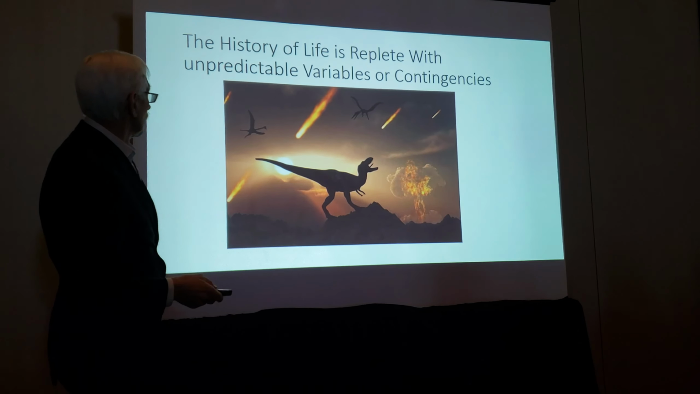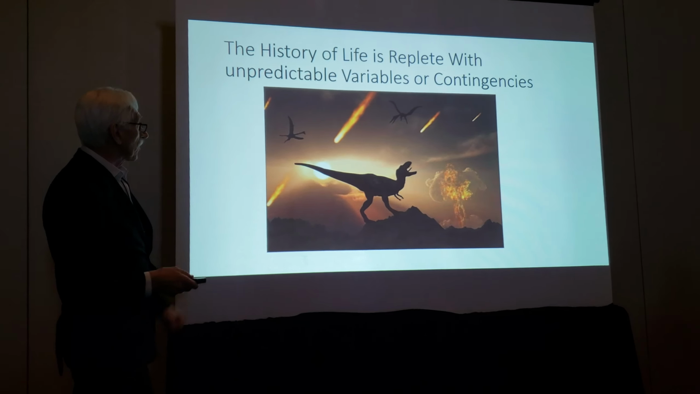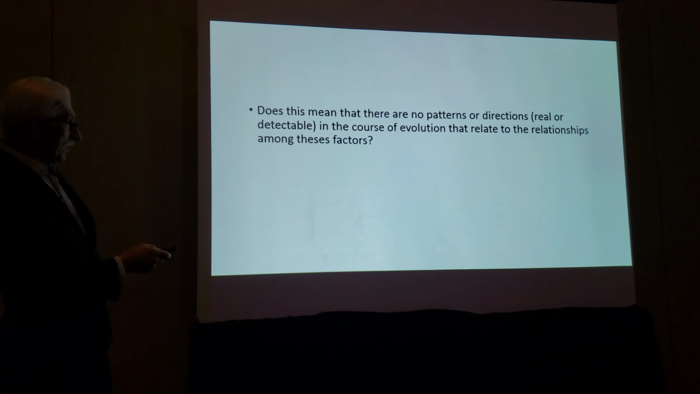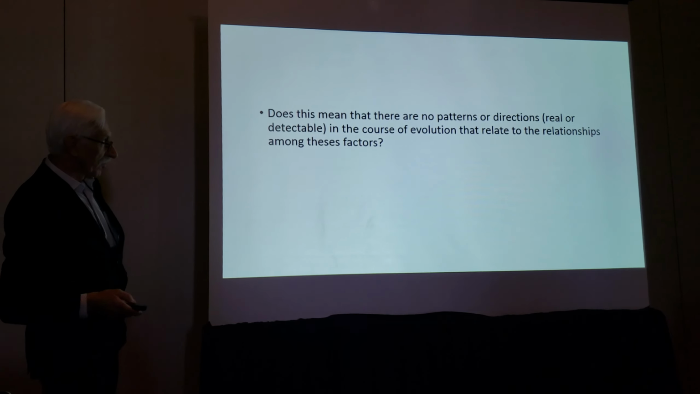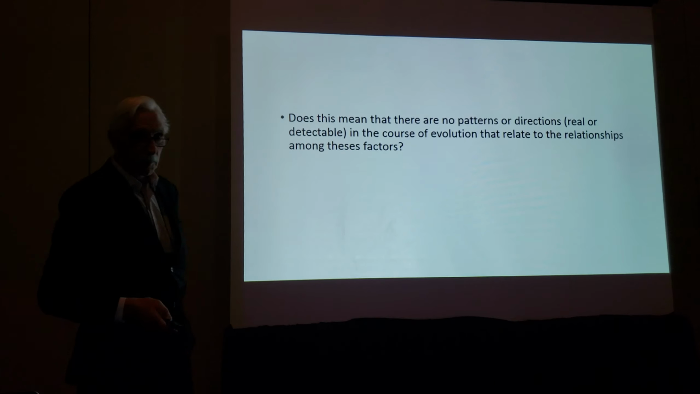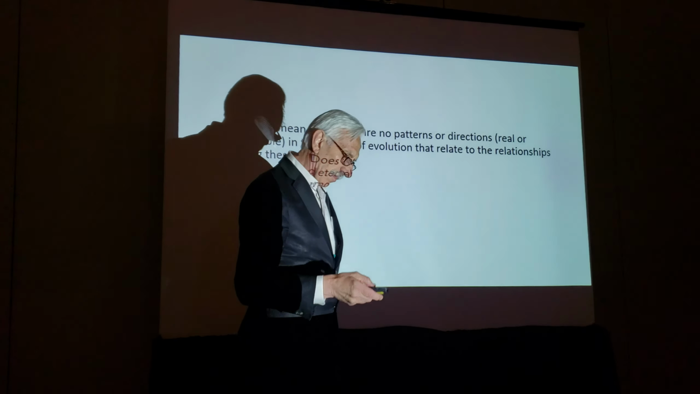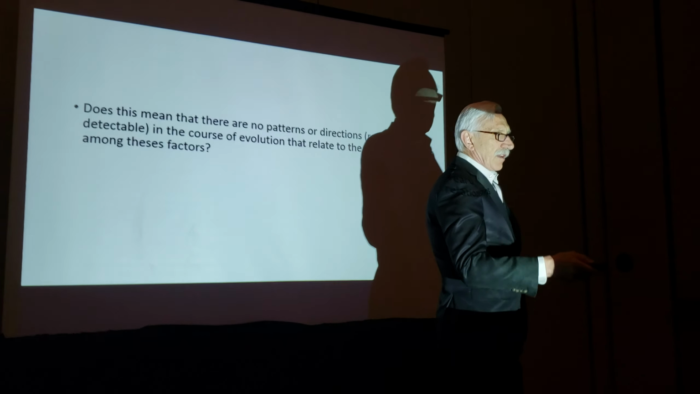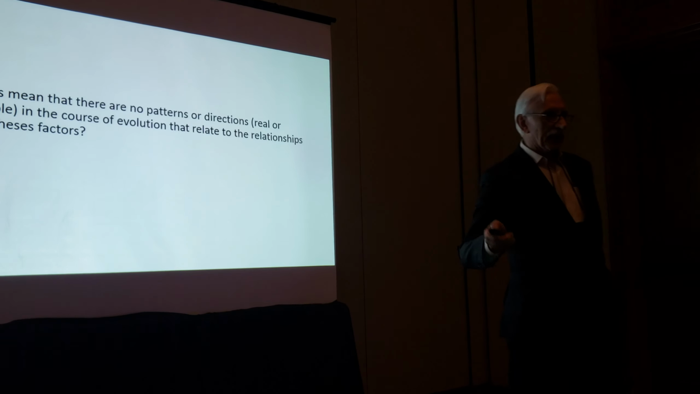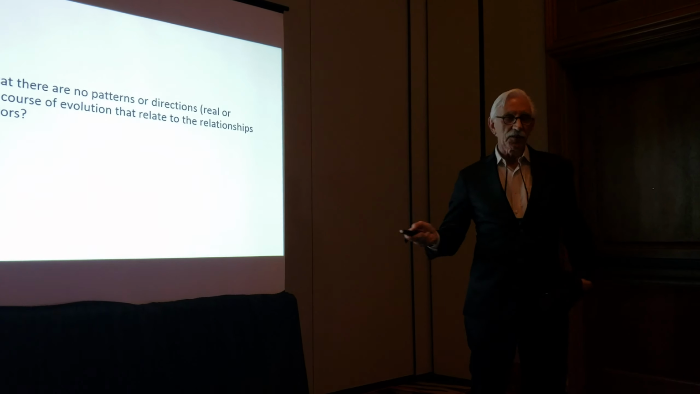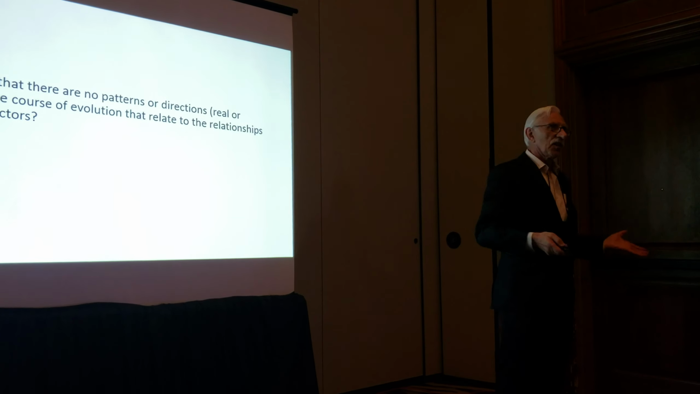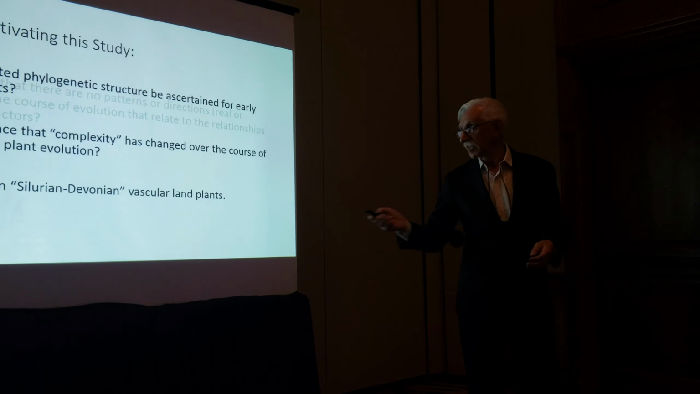And as you know, the history of life is replete with unpredictable variables or contingencies. So, does this mean that there are no patterns or directions, real or detectable in the course of evolution, that relate to the relationships among these factors? Now, some people may say this is philosophical, and certainly Nick Shea has written about it. Farrell, we've done some interesting things. Initially, I didn't like it, but then I sort of got interested.